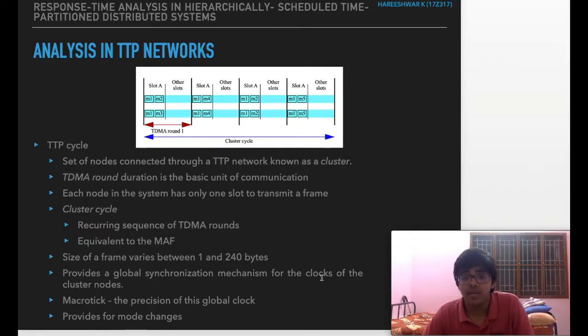As we have already described in the task model, there is something called a macro tick, which is the granularity of the TTP network time, and this basically determines the precision of the global clock. And using this synchronization for all the nodes, global synchronization can also be achieved.